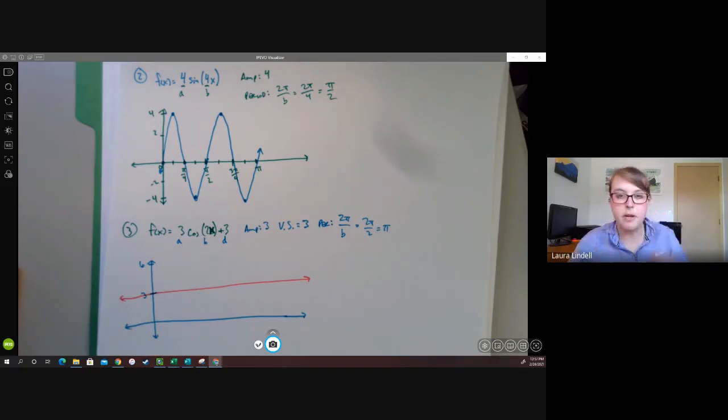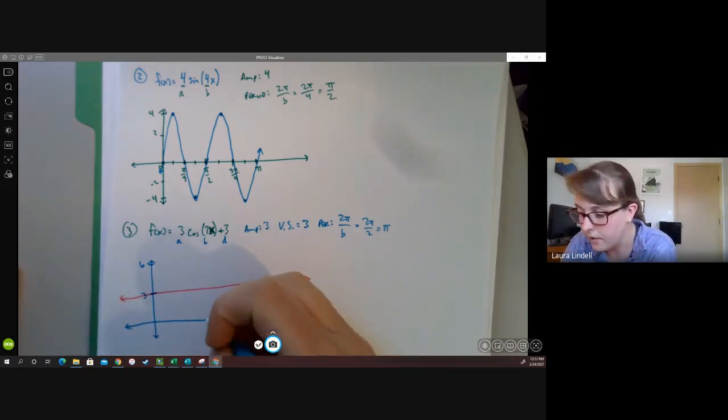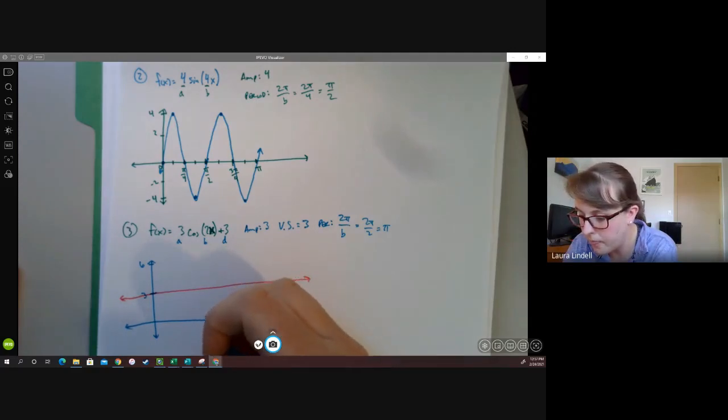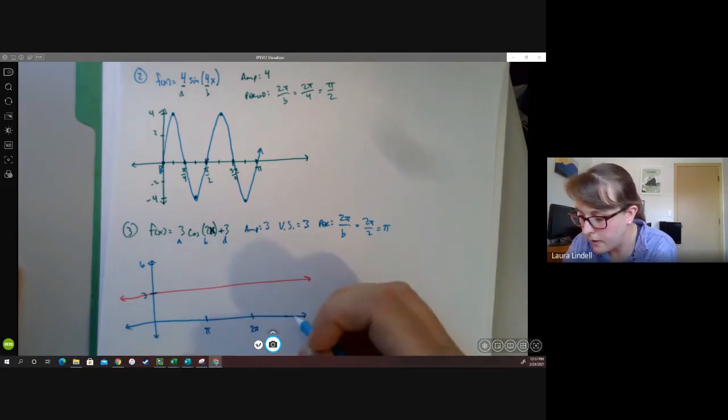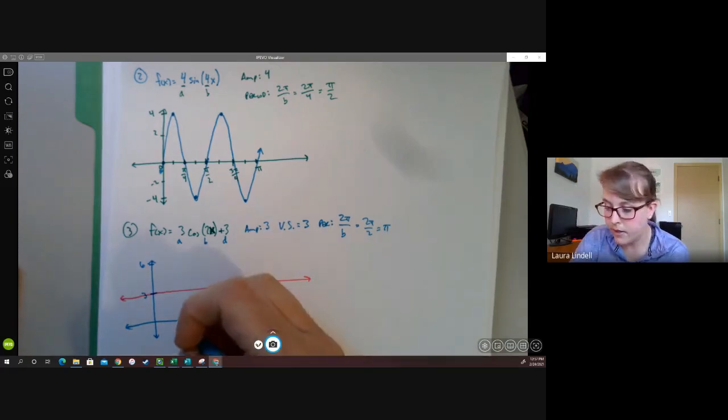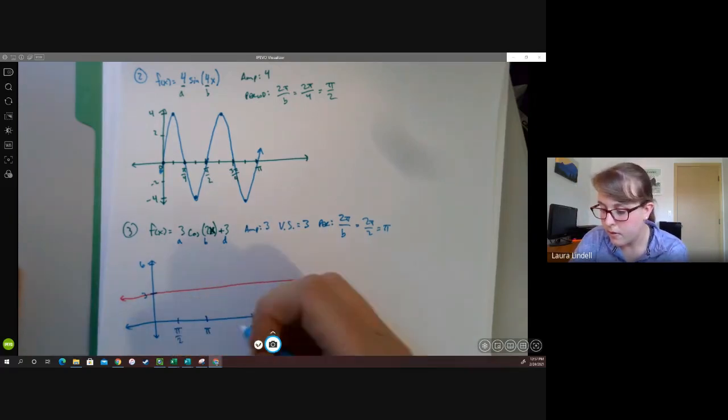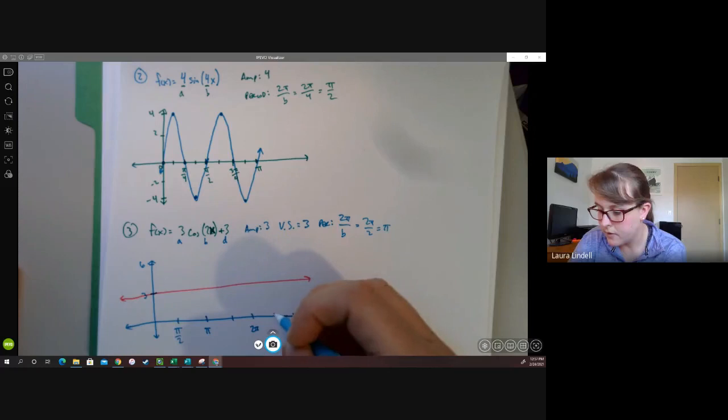And then we know that the period is pi, so the way that I'll scale on the x-axis is we need at least that this is pi, 2 pi, 3 pi, and then I need to go halfway between on each of those.